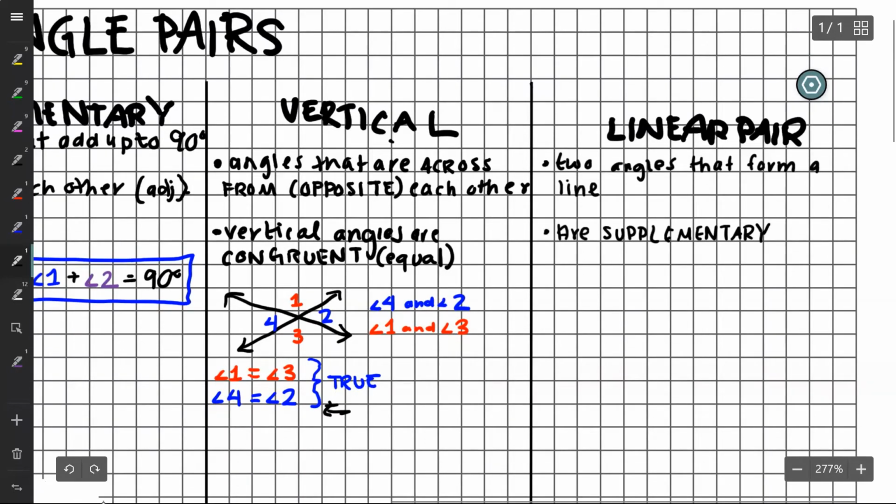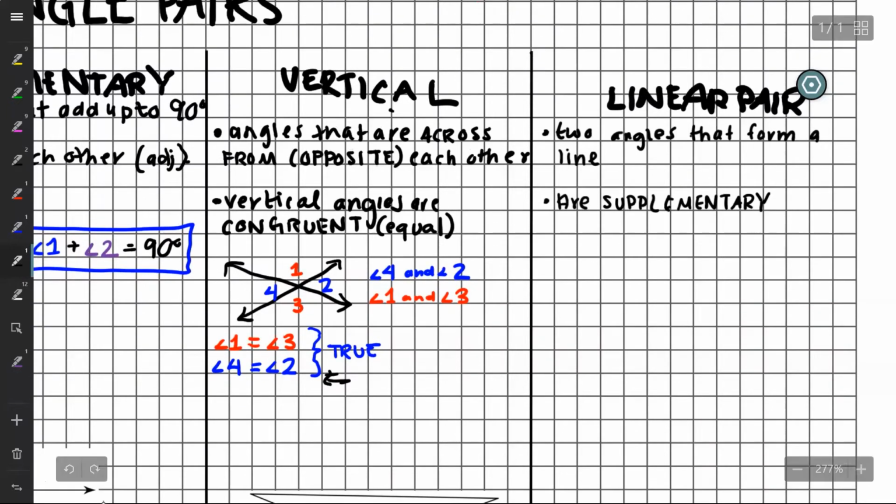So this is going to come in very handy when we are moving to talk about transversals. But for right now, I'm just going to do an example like I did for the vertical angles. And I'm going to label them 1, 2, 3, and 4. And what we're going to do is just list out all of the linear pairs. Alright, so I'm going to start with angle 1. And we're going to show that they're linear pairs by adding them up and setting them equal to 180.